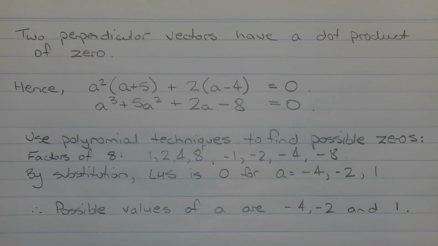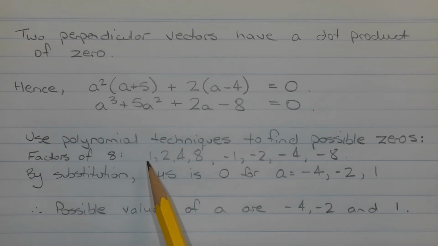One way we can do that is to consider the factors of the constant term 8. The factors of 8 are 1, 2, 4, 8, negative 1, negative 2, negative 4, and negative 8. We can use the factor theorem to check each of these factors by substituting them for a in the left-hand side of this equation and evaluating it, checking to see that it's equal to 0. And if it is, then we've found a value of a that solves this equation. I didn't show the substitution in this solution, but it's easy enough to do.